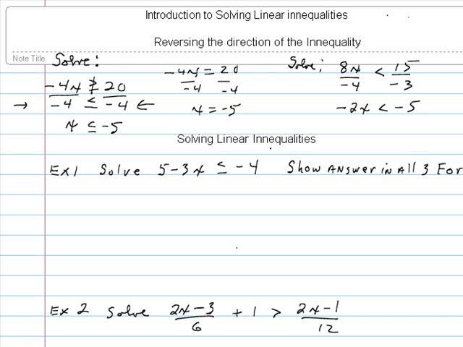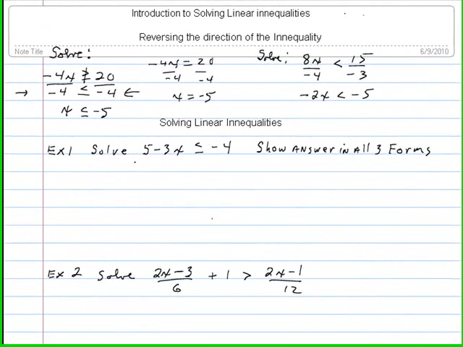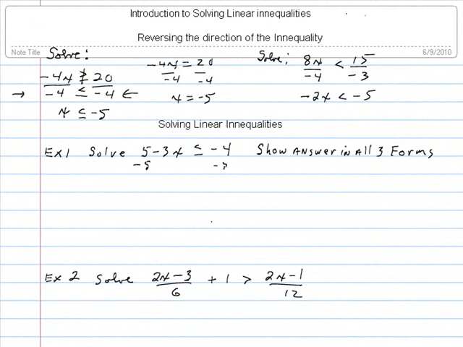Okay, let's go into the problems. The first problem says solve 5 minus 3x is less than or equal to negative 4. And as I said, the steps are the same as when you're solving an equation. So the first step would be to get rid of fractions if we had any. The second step would be to get x out of the grouping symbol if we had a grouping symbol. Well, we don't have either one of those. So the third thing says get your x terms on one side and your non-x terms on the other. Well, I have a non-x term here, 5, so I'll move it to the other side, and I get negative 3x is less than or equal to negative 9.